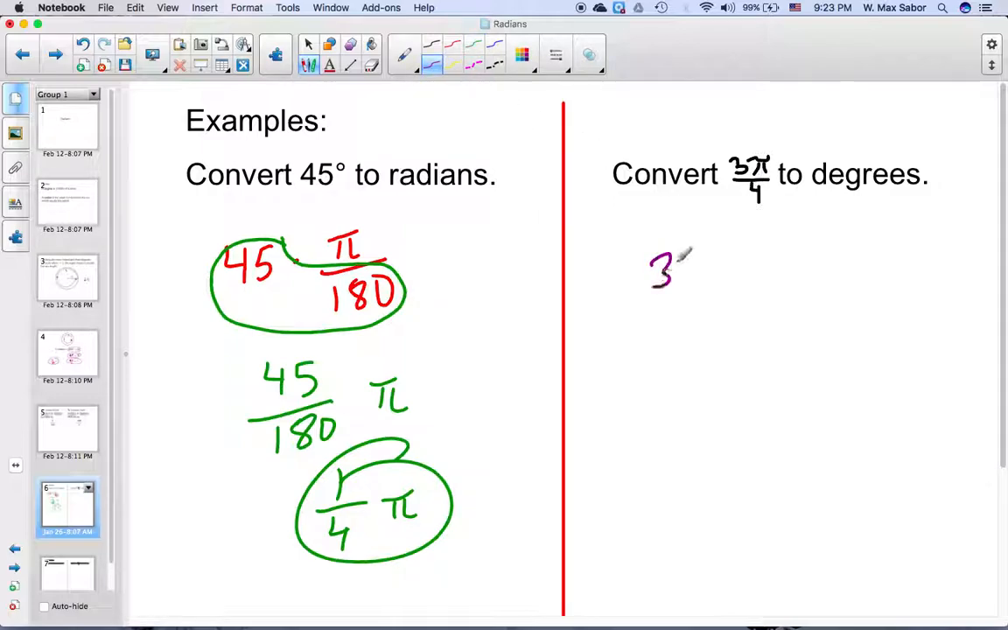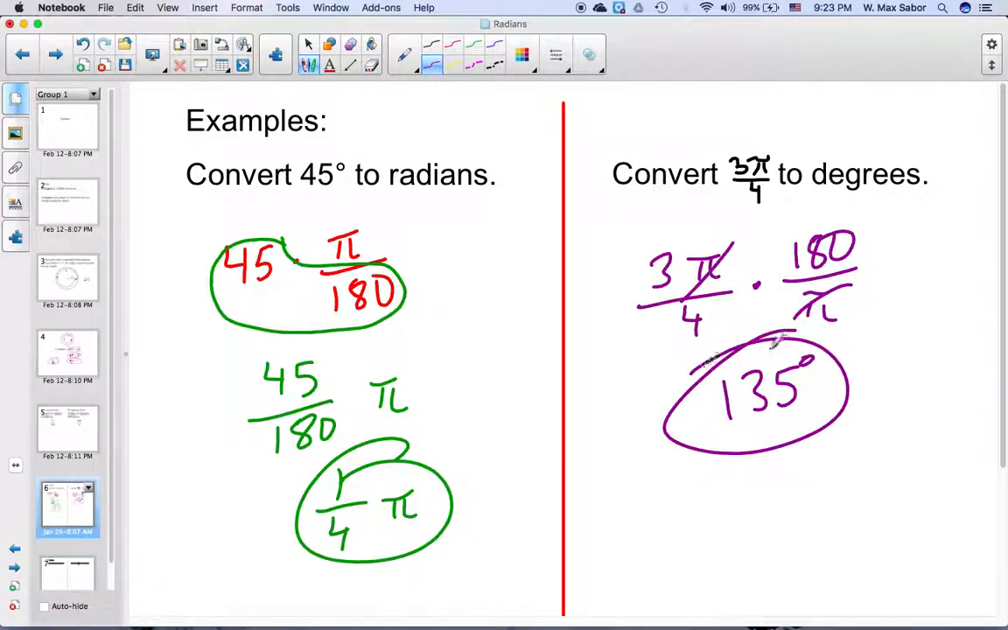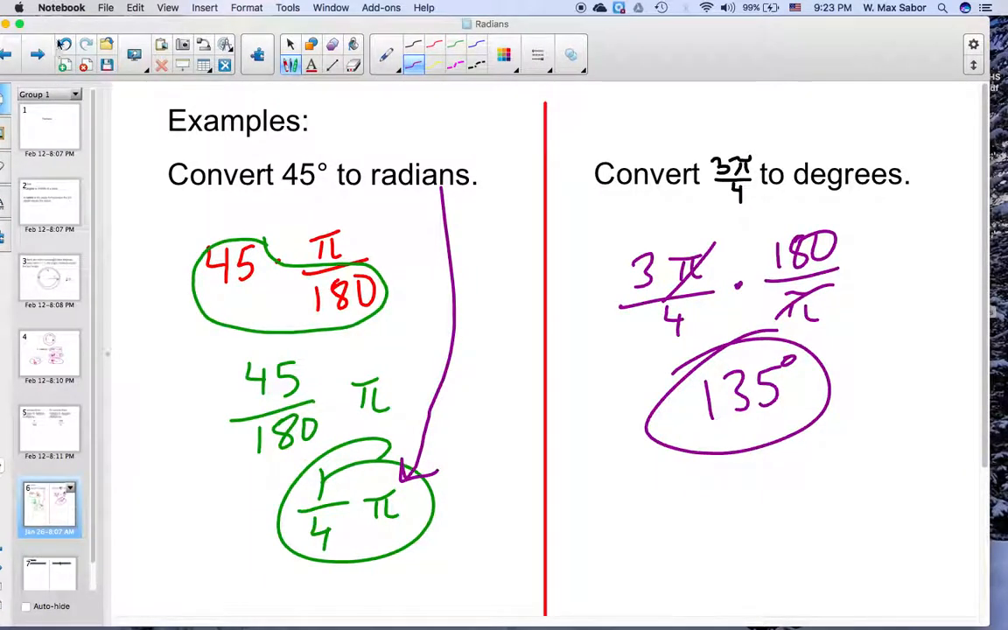Here, 3 pi over 4, we want to multiply that by 180 over pi. The pi's cancel, and then 180 over 3 times 3 divided by 4 will be 135 degrees. So we'll leave pi in our answer with radians, but typically pi's will cancel out when we're turning things into degrees.